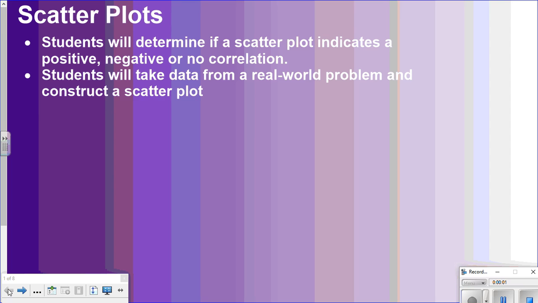In this lesson, we'll be discussing scatter plots. By the end of the lesson, you'll be able to determine if a scatter plot indicates a positive, negative, or no correlation, and take data from a real-world problem and construct a scatter plot.